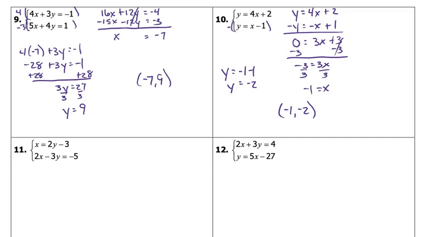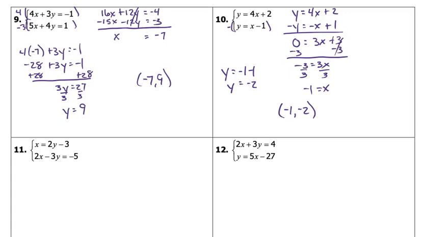Now, when we started, I said we could use substitution or elimination. And thus far, all 4 problems were set up to where they were in the same format. They were all in standard form, or both of your equations were given to you in slope-intercept. But you can see in number 11, they're not in the same format. I have x equals 2y minus 3, and then I have 2x minus 3y equals negative 5.